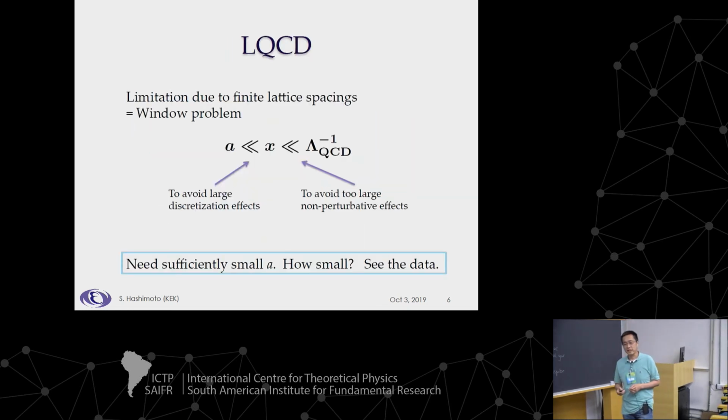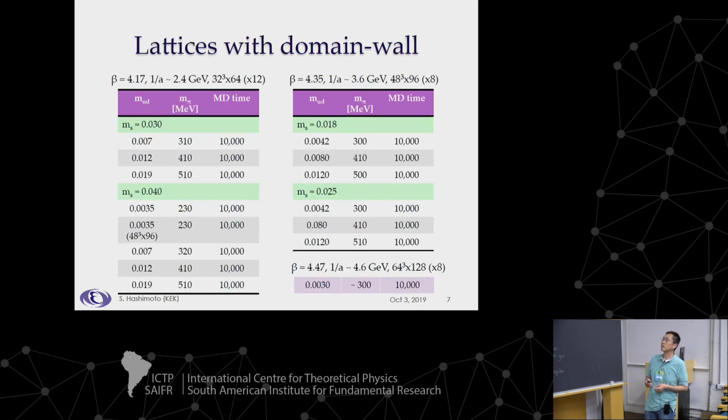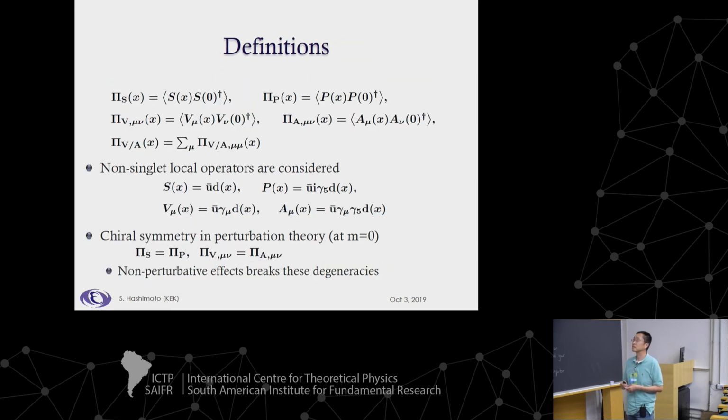But it's not that simple because lattice QCD has the problem of the discretization effect at very short distances. So we need to find the region where the distance is large enough compared to the lattice spacing, but still small enough to apply the perturbative QCD calculation. So we first discuss a little bit the discretization effect. By the way, these are the lattices that we use, but it's a kind of detail.